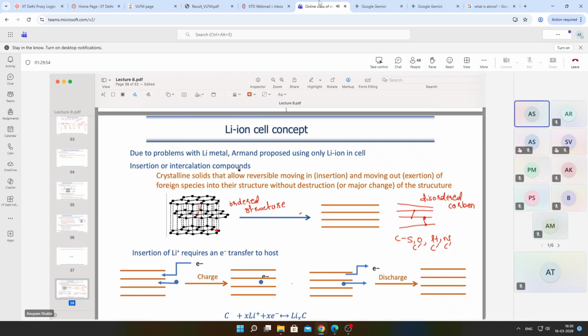Okay, but if you make a cell with lithium metal as the negative electrode, then you have safety problems which come because of change in electrode shape, dendrite growth, filamentary growth, and thermal runaway. Okay, so because of that, Armand in 1974 proposed that we use only lithium ion. There is no lithium metal inside the cell. And if there's no lithium metal inside the cell, all of those safety related problems, or most of those safety related problems, can be avoided. Okay. So how does this cell work? It works by having insertion or intercalation compounds as positive and negative electrodes.